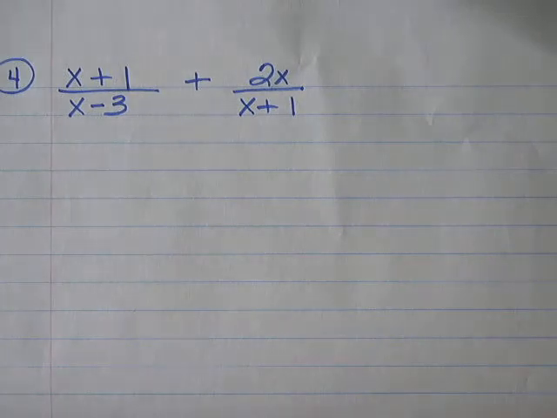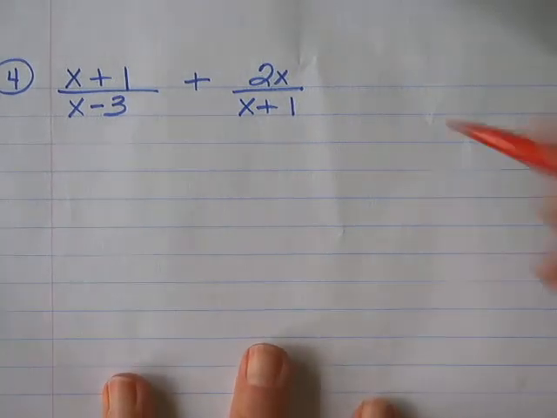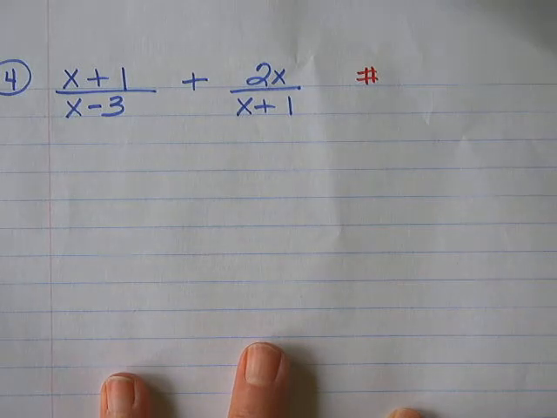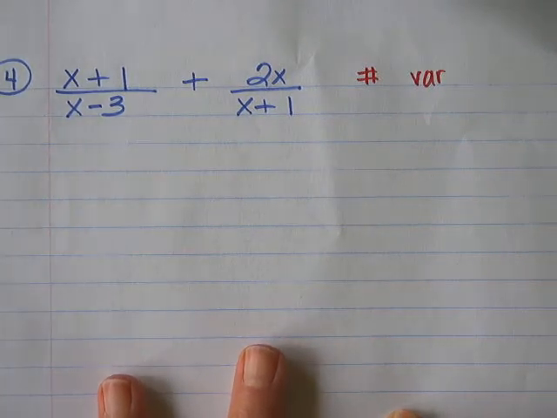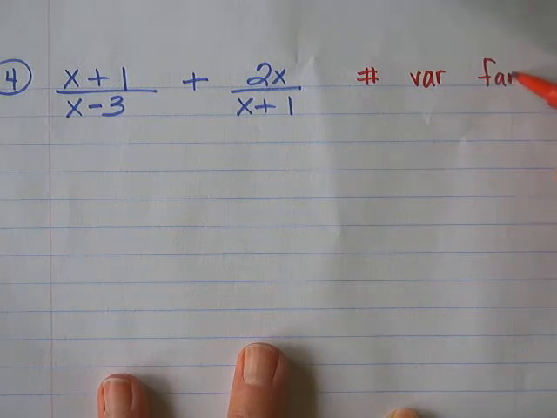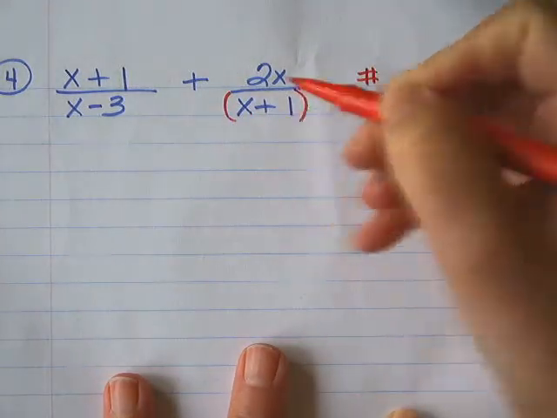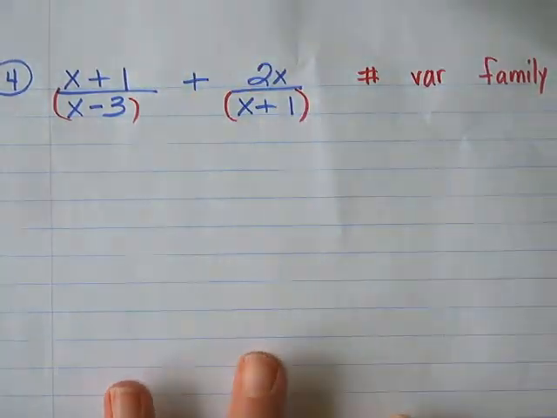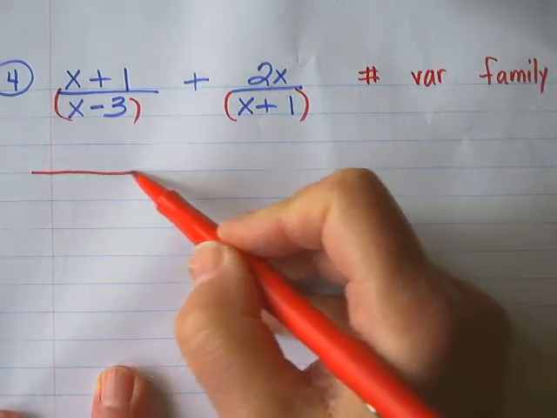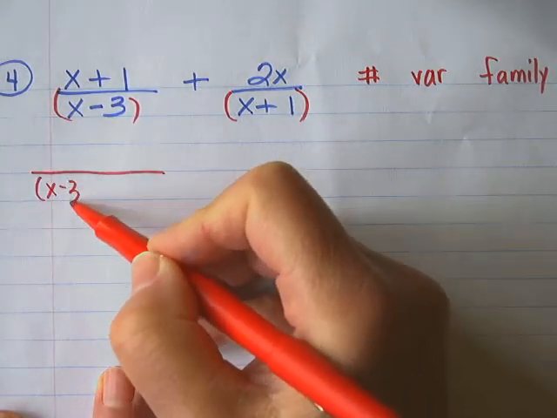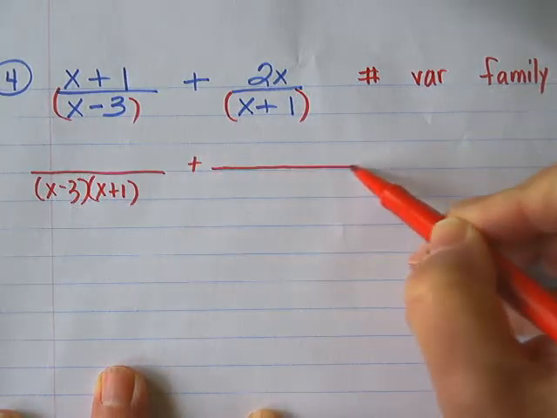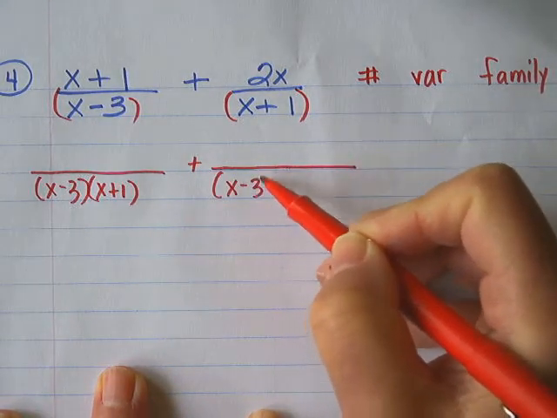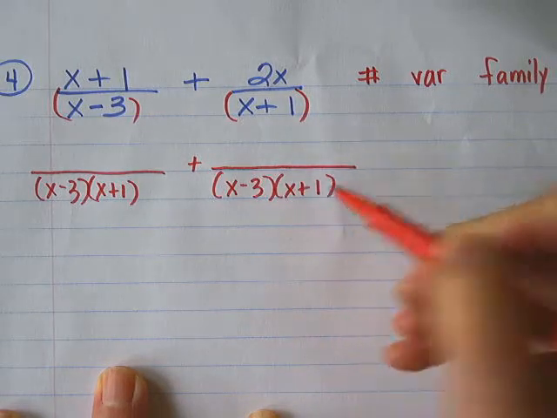All right, so a reminder, common denominators have a number part, that's like our first example. They have a variable part, that's like examples 1 and 2. And they have a family part. So here I have 2 families. So my common denominator is going to be x minus 3 times x plus 1.